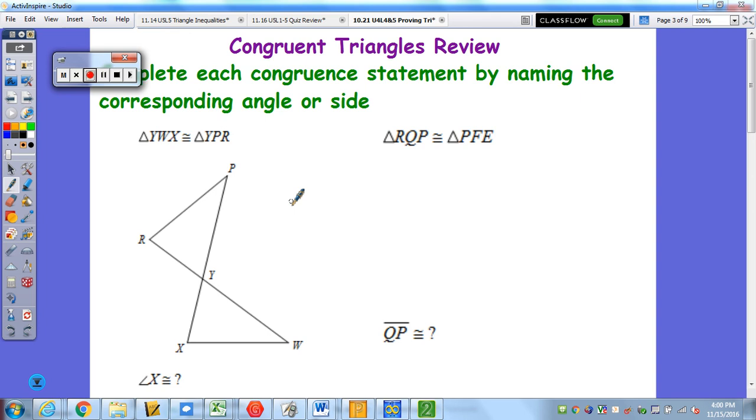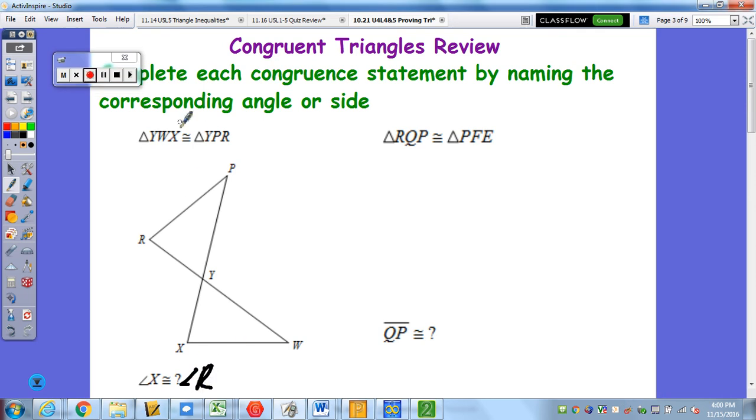Okay, so for the congruent triangles review, of course we're all fairly aware that what we're doing is trying to create corresponding parts with our triangles. So if I'm looking at this statement right here, triangle YWX is congruent to YPR, then I can look at this triangle and fill out all the information that I need to, right? If I'm looking at angle X, angle X is going to correspond to angle R. So I could put angle R right here.